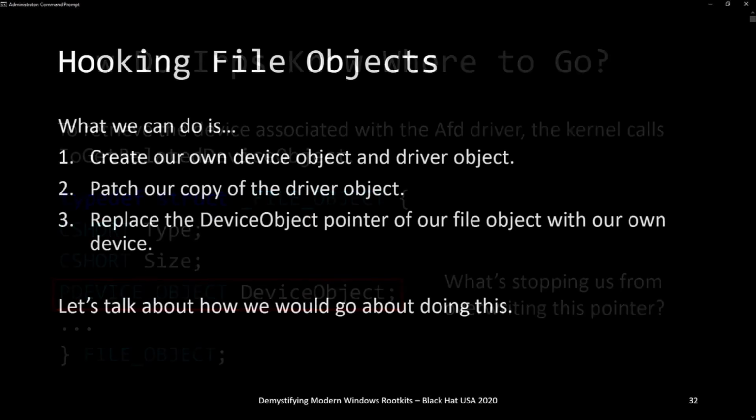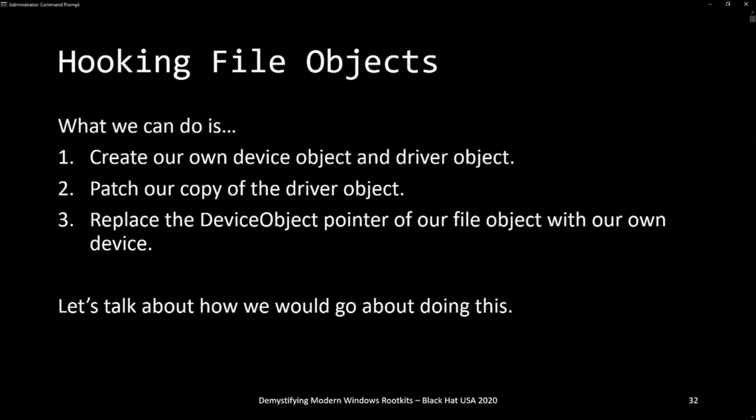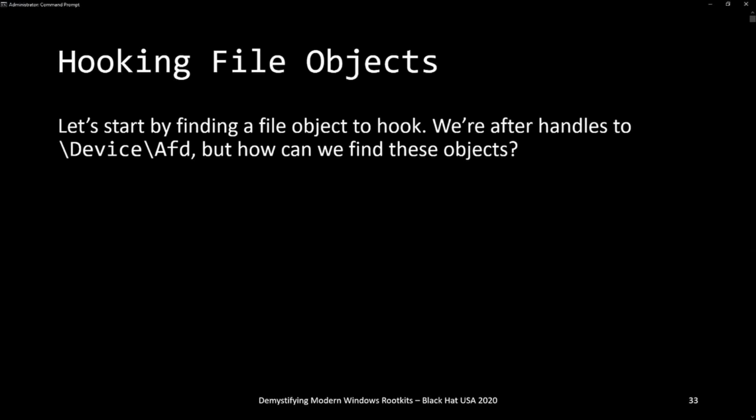So what we can do is create our own device and driver object, and patch our copy of the driver object. This is not the same thing as patching the original driver object, which can be easily found. This is patching our own copy. Then we can replace the device object pointer of the file object we're hooking with our own device. The neat thing with this method is that instead of hooking globally for every different IRP from any process, we specifically hook the specific handle we'd like to hook. Let's talk about how we would actually do this. Well, we need to first find file objects to hook.